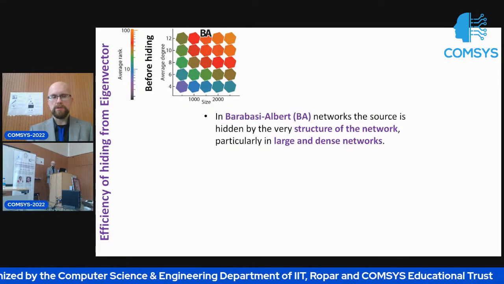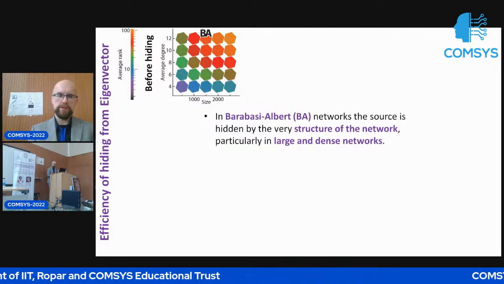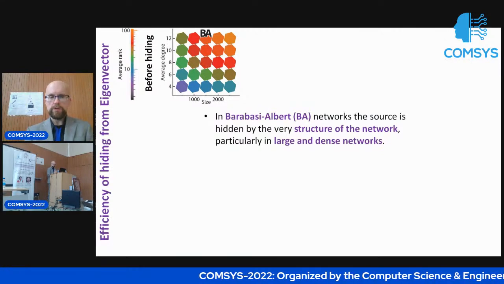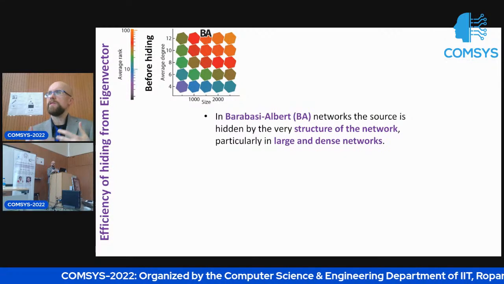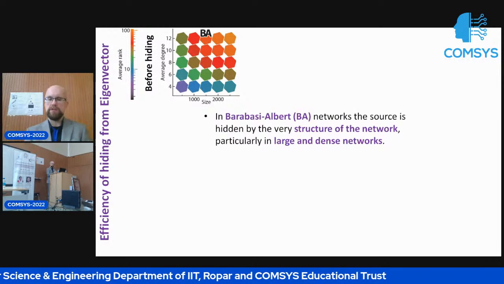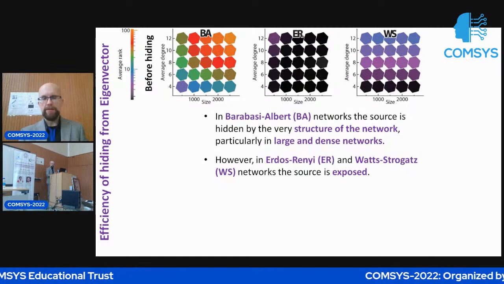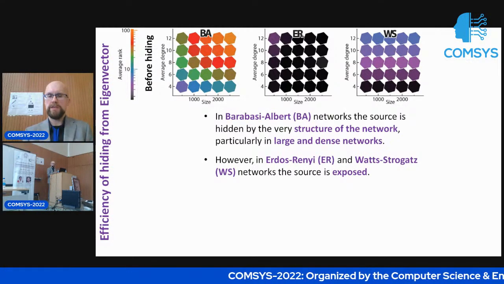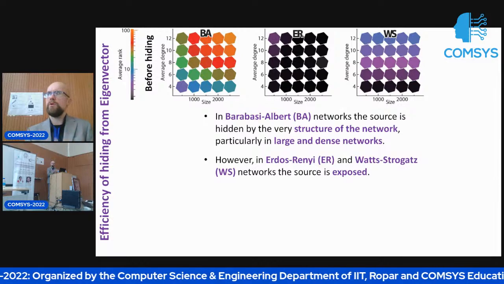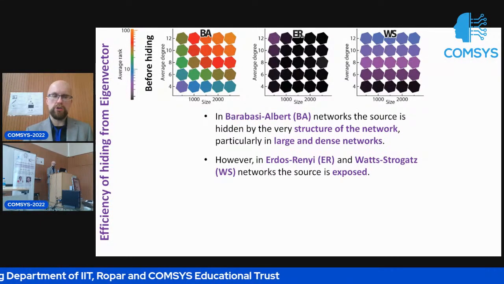In each of these heat maps, on the x-axis, you will have the size of the network, so the number of nodes in the network. On the y-axis, you will have the average degree of the network. And the warmer the color, the better hidden the evader is. So here we can see that in Barabasi-Albert networks, so in networks with scale-free structures, I'm very hidden without doing anything. This is the state of the network without any strategic hiding, right? So particularly if I'm part of a large and dense network, I'm very well hidden. However, if we move to Erdős-Rényi or to Watts-Strogatz structures, which are structures with more flat degree distributions, Watts-Strogatz is a small world structure, the evader is much more exposed without any strategic hiding, right? These colors are much closer to zero.